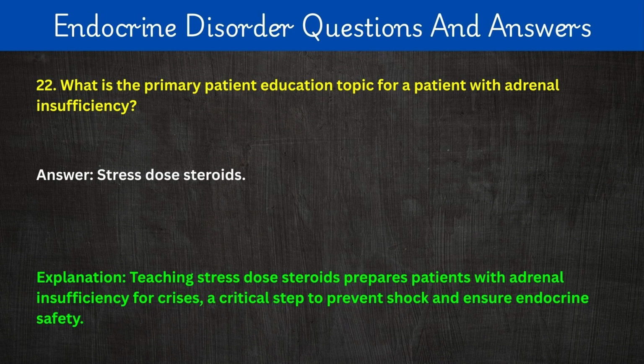22. What is the primary patient education topic for a patient with adrenal insufficiency? Answer: Stress dose steroids. Explanation: Teaching stress dose steroids prepares patients with adrenal insufficiency for crises, a critical step to prevent shock and ensure endocrine safety.